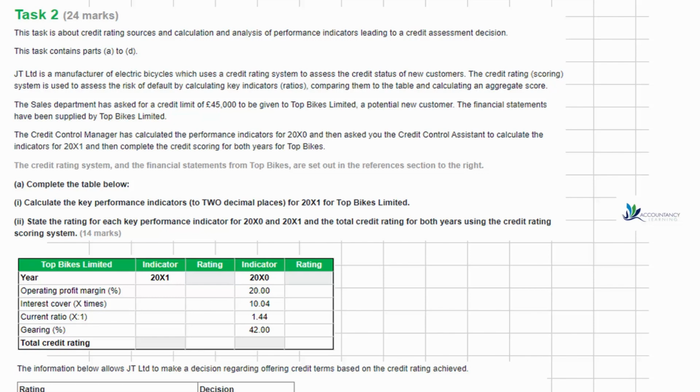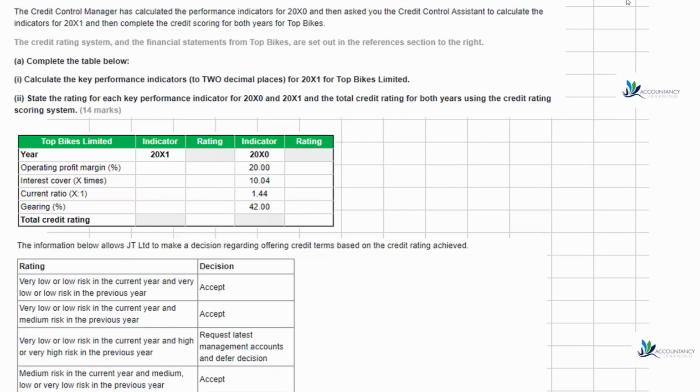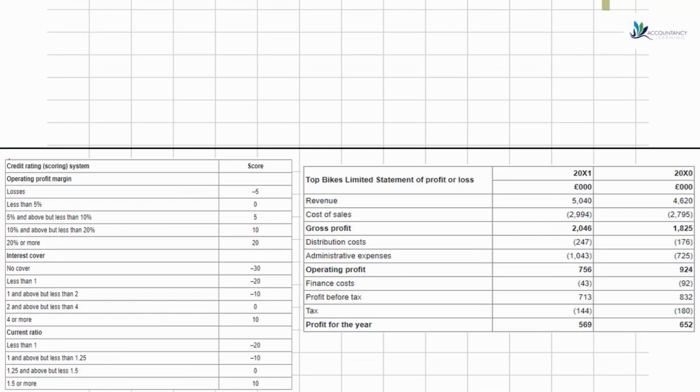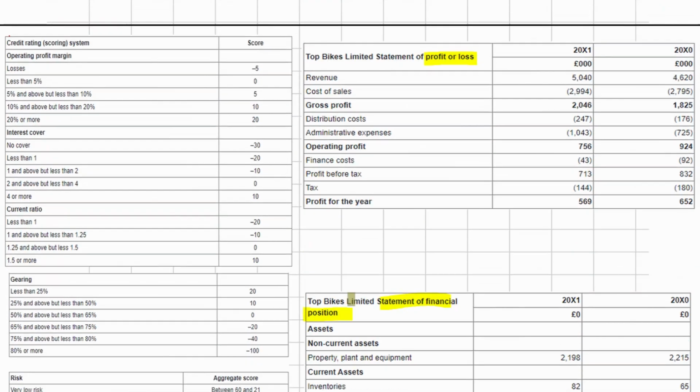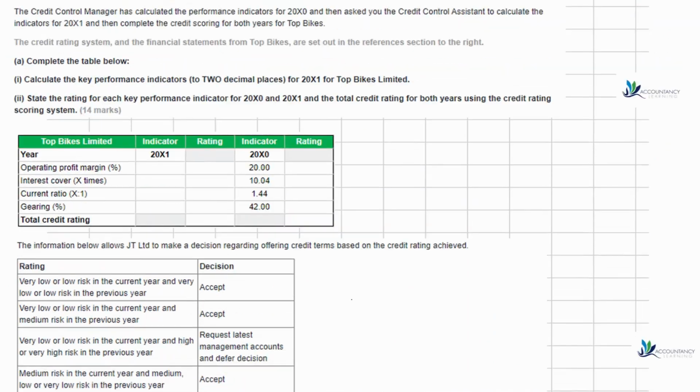It tells us also that the credit rating system and the financial statements from Top Bikes are set out in the reference sections to the right. So in the exam software, you could open these as separate windows. For the purpose of our video here, we've just reproduced them further below. On the left-hand side, there's our credit scoring system, which is one separately open document in the exam software. And then on the right-hand side, we've got the financial statements. So we've got their profit or loss, and then our statement of financial position. And then these are separately openable in the exam software.